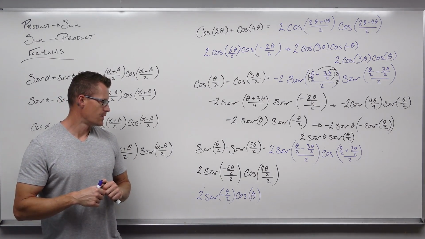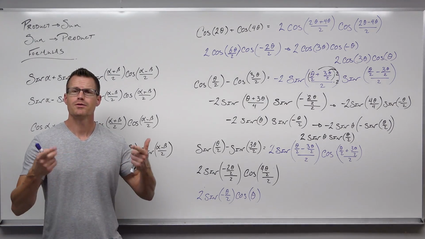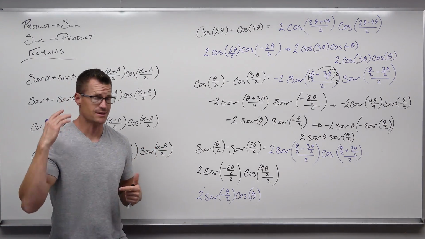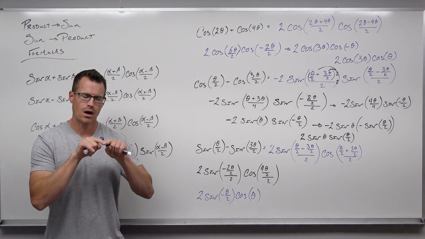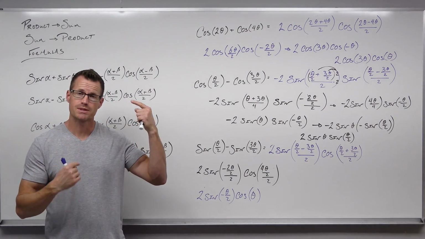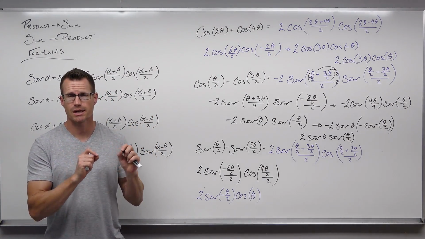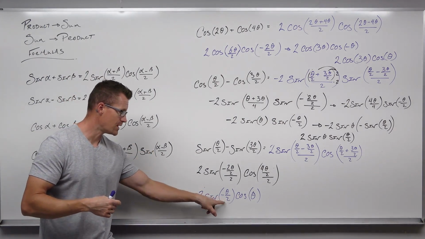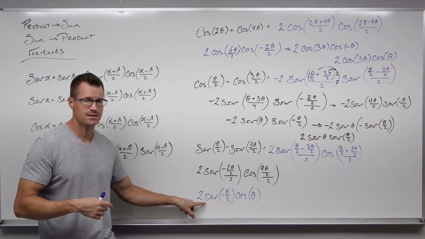Sine of negative theta over 2. Think about what sine is. Is sine an even function or an odd function? We're thinking that's an odd function. What do odd functions do? Opposite inputs give us opposite outputs. So if I'm going to change the sign of the input, it's going to change the sign of my output. If I want to change this, in other words, it's got to change that sign.